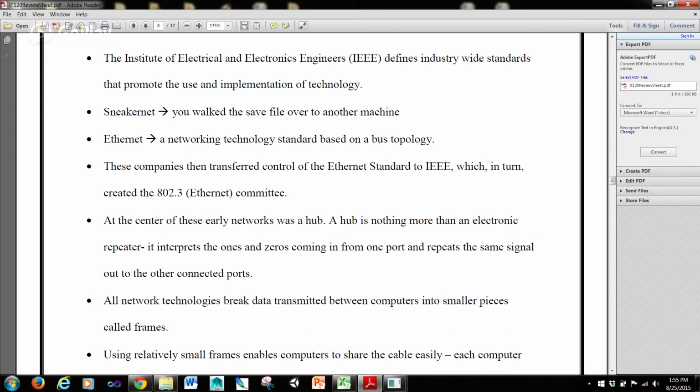The IEEE, or the Institute of Electrical and Electronics Engineers, defines industry-wide standards that promote the use and implementation of technology. SneakerNet is an unofficial term, which means when you walk the save file over to another machine physically. Ethernet is a networking technology standard based on a bus topology.